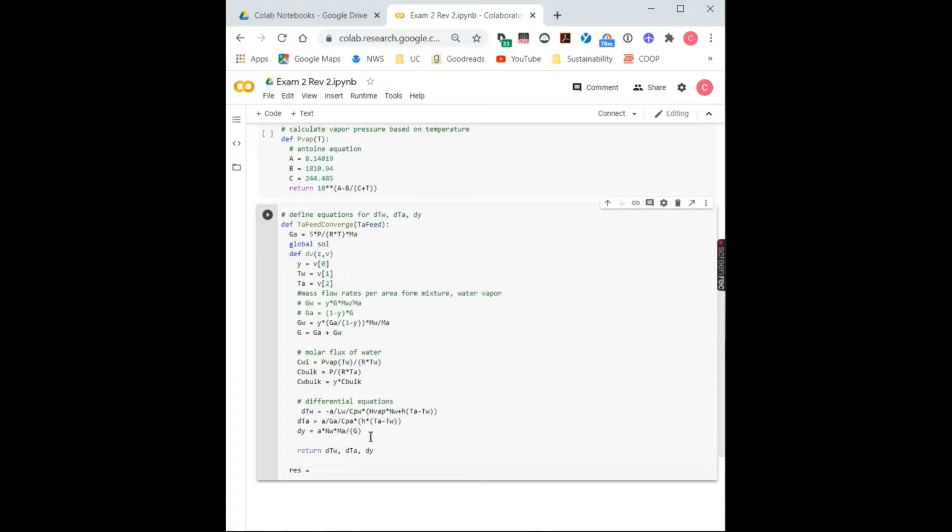We can then solve these three differential equations using solve IVP, where our function is dv. The range we're looking at is from 0 to 10 for z. Our initial values, where z equals 0, are the mole fraction of the vapor-water mixture at the top of the column, which is where the airstream is exiting the column, our temperature of the water at the top of the column, which is where water is being fed to the column, and our temperature of the air at the top of the column, which is where it's exiting the column.